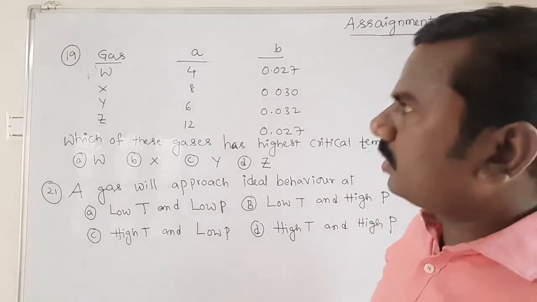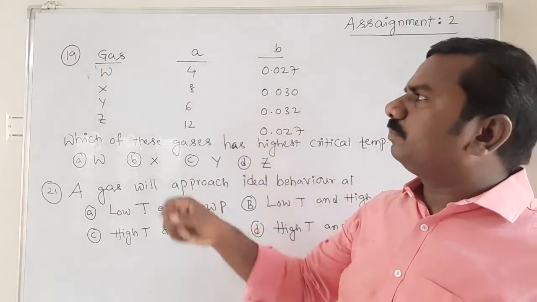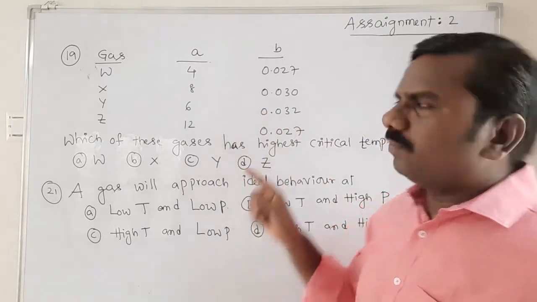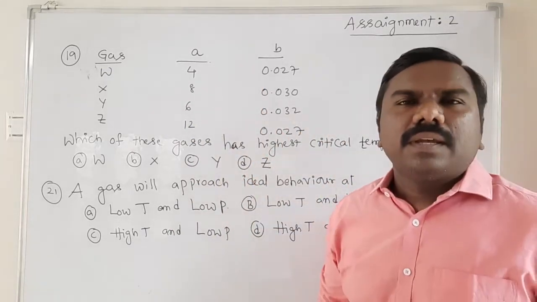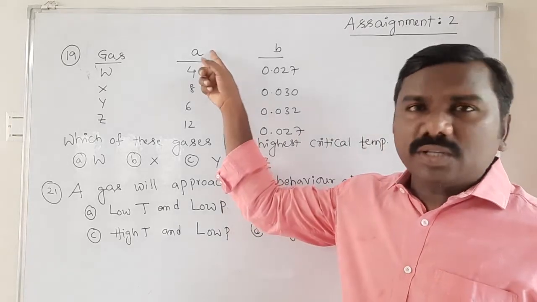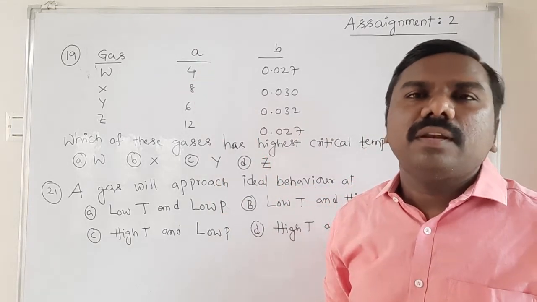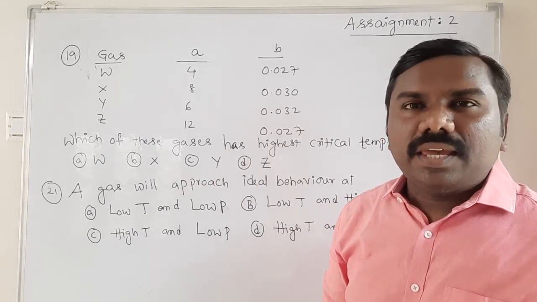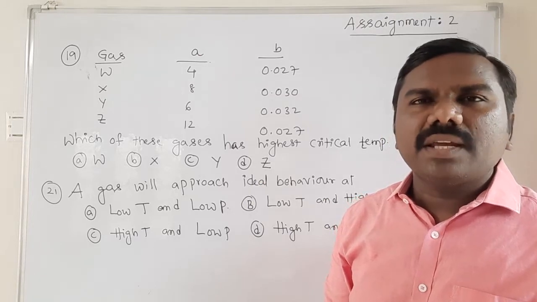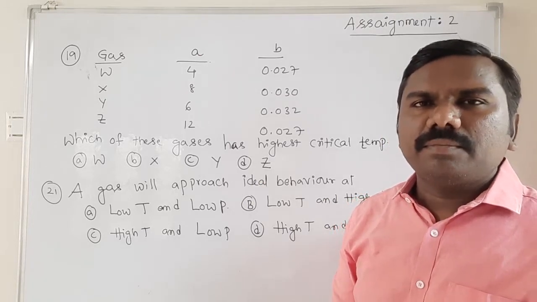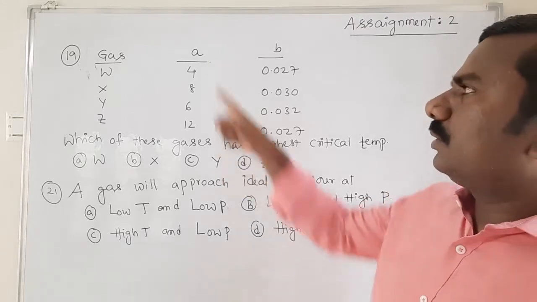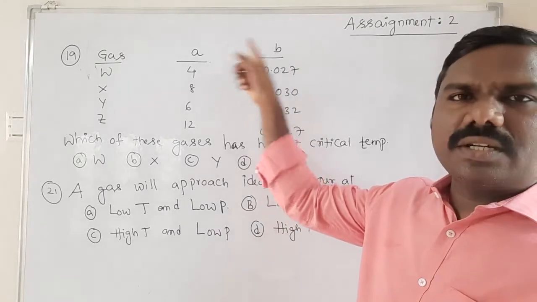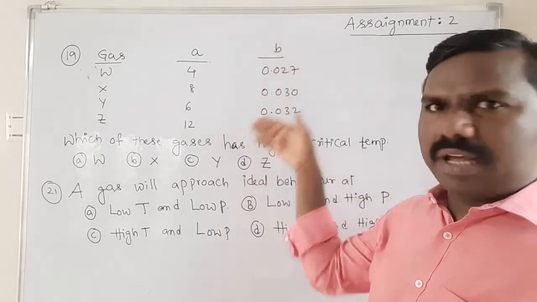Okay, next, bit number 19. 4 gases are given with their a values and their b values. The a value is a constant taken from the Van der Waals equation for real gases. It means P plus a n square by V square, into V minus nb, is equal to nRT. So a and b are constants taken from the Van der Waals equation, given along with their values.